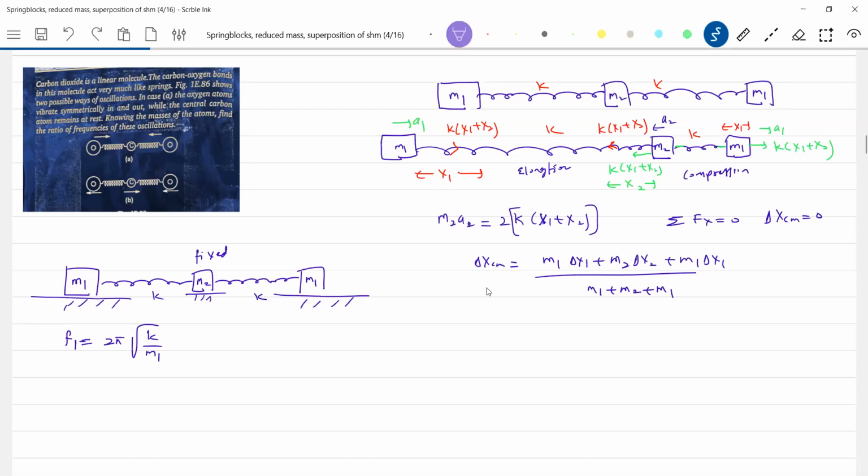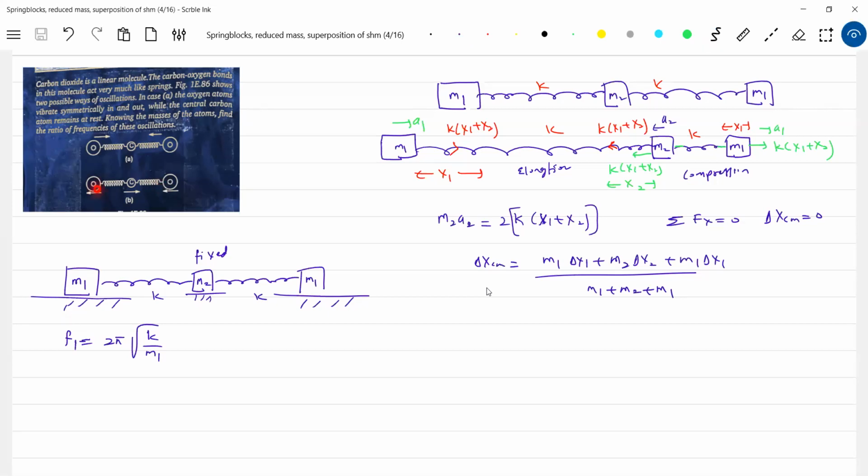Okay, look at the direction of x1. Look at the diagram in the question. The oxygen molecules are given displacement towards left, the carbon molecule is given displacement towards right. So therefore, this x1 will be positive, x2 will be negative according to sign convention. So this is 0. Finally, 0 equals this, so therefore 2 M1 delta x1 equals M2 delta x2.